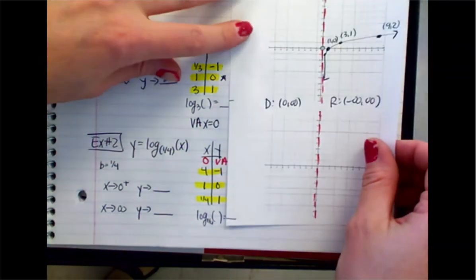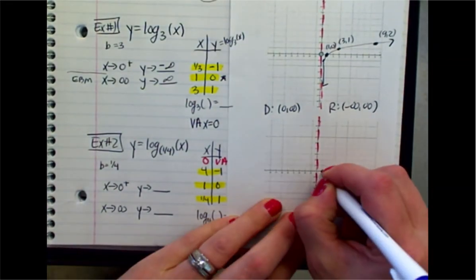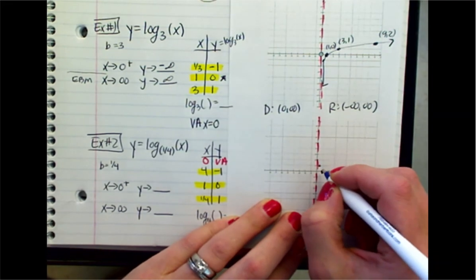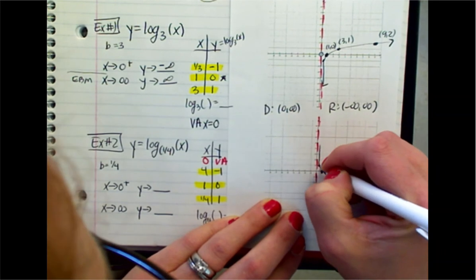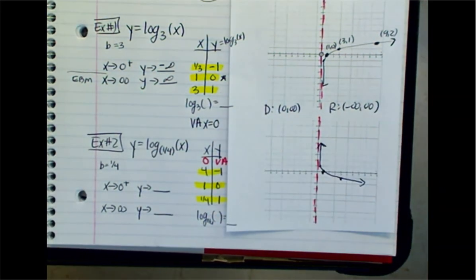And graph. 1, 0. 1/4, 1. 4, -1. Okay, look at my arrow. The point on the top was closer to the asymptote. That's the part that's getting closer to 0. That's why we put more than one point on the graph until you get used to the shape.